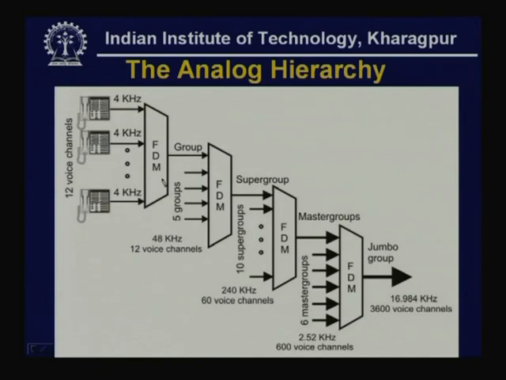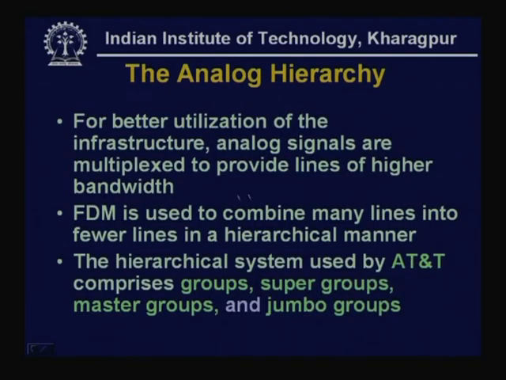So, as you can see, a transmission media, if it is a twisted pair, can carry 4 kilohertz. With a transmission media of higher bandwidth, a single line can be used to carry 48 kilohertz or 240 kilohertz or 2.52 kilohertz or 16.98 kilohertz, providing you voice channels of different numbers starting from 12 to 3600 voice channels. So, it will lead to better utilization of the lines of higher bandwidth.